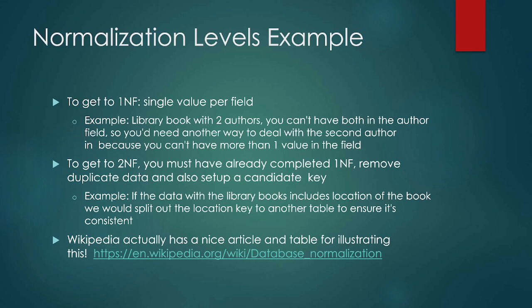All of the different normalization forms actually require that you have finished the previous normalization. So to get to 2NF, you have to have finished 1NF and remove duplicate data and set up a candidate key. So if we have our library book example and we included the location of the book, let's say we had it at a library in a specific town, we could split out the location key to another table to ensure that it's consistent.